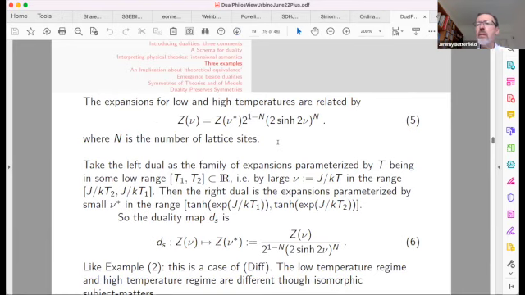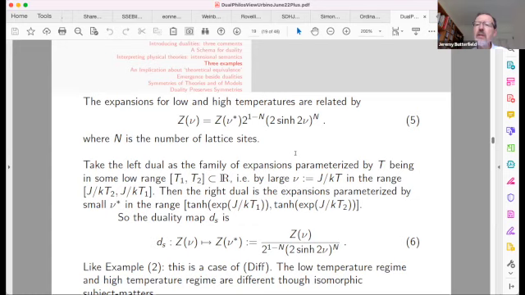Okay, so the crucial point is this statement that relates the partition function expanded in nu and in nu star. Capital N is the number of sites in the lattice. And that relation is in effect all the soul, or the meat, or the core, or the kernel of the duality.